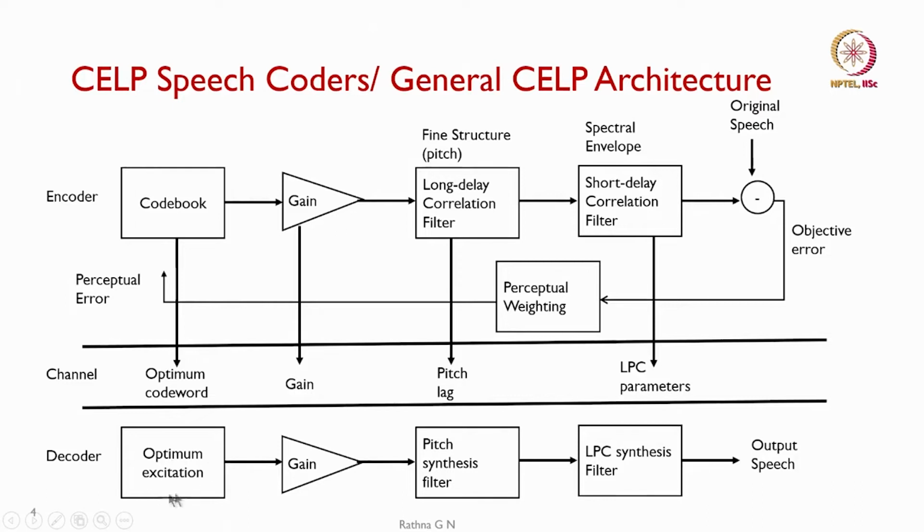We have the optimum excitation which has come from the encoder. We provide the gain, which is also decided at the encoder, and we use the pitch synthesis filter, where we extract our pitch lag, and we have the LPC synthesis filter. There it was the LPC analysis filter; here we use the synthesis filter. Combining these, we create our output speech.